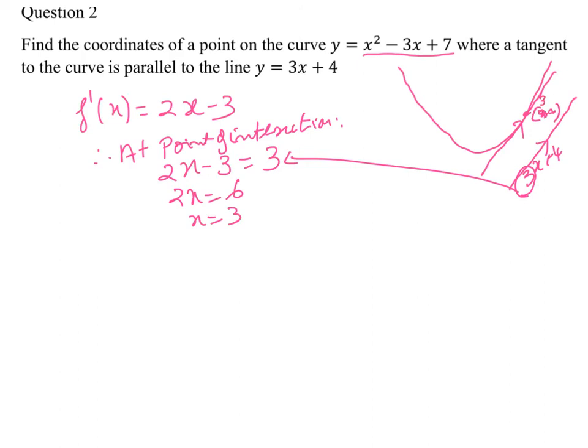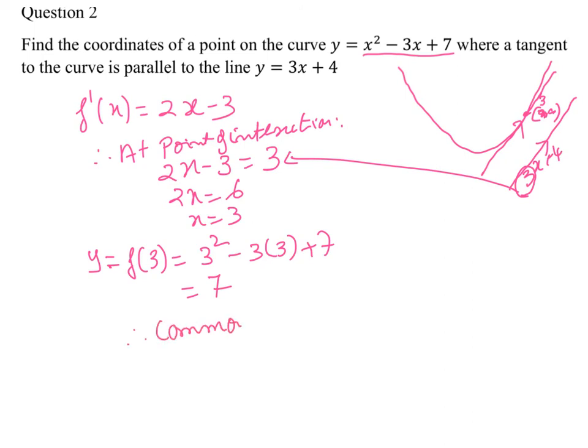Now I find the y coordinate. I substitute in the original function. To find the y, I find f of 3, which is equal to 3 squared minus 3 times 3 plus 7. I solve for it, and I get 7. So therefore, the common point of intersection is (3, 7). That's how we get this answer.